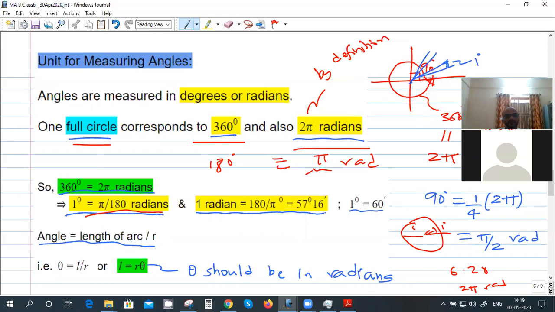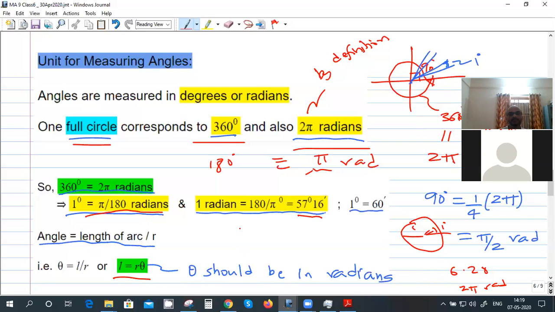From that, we get the conversion between degrees and radians. 1 radian is 180 by pi degrees. So approximately 60 degrees, exactly it is 57.16. Okay, so this is one important result. The arc length is r into theta, where theta is in radians.